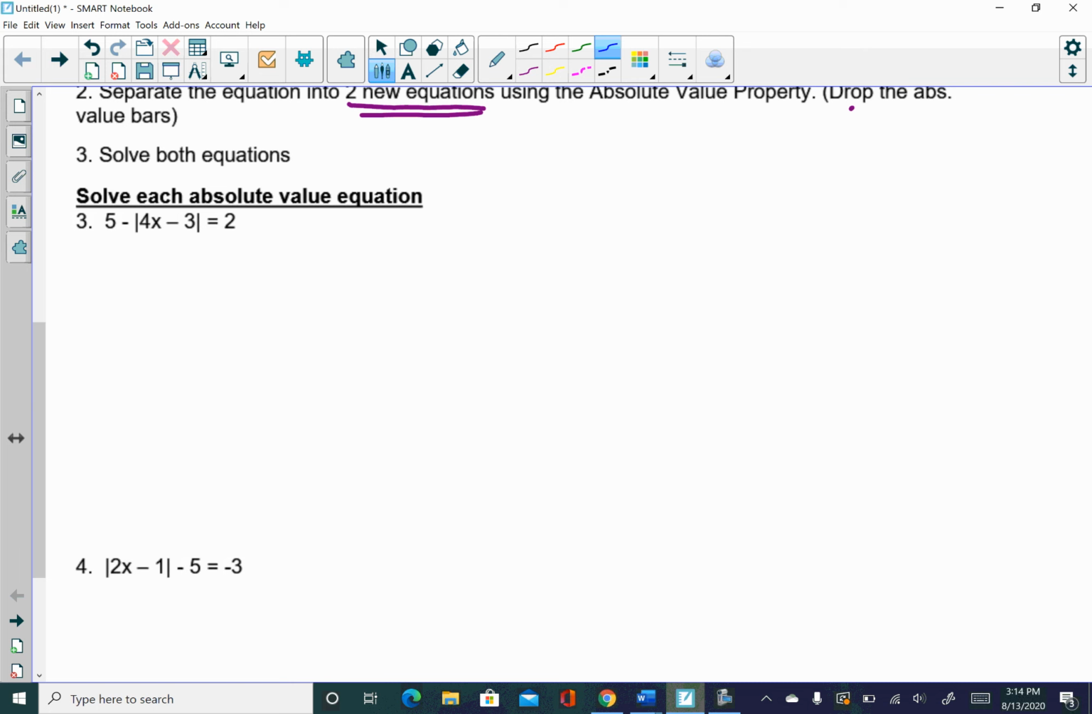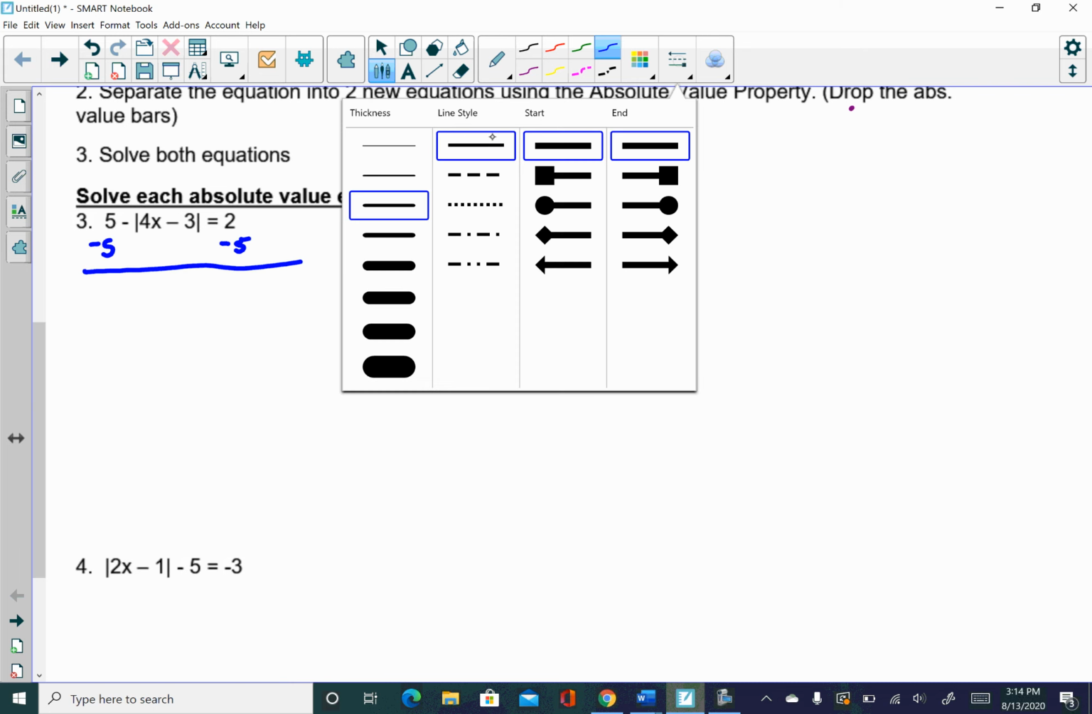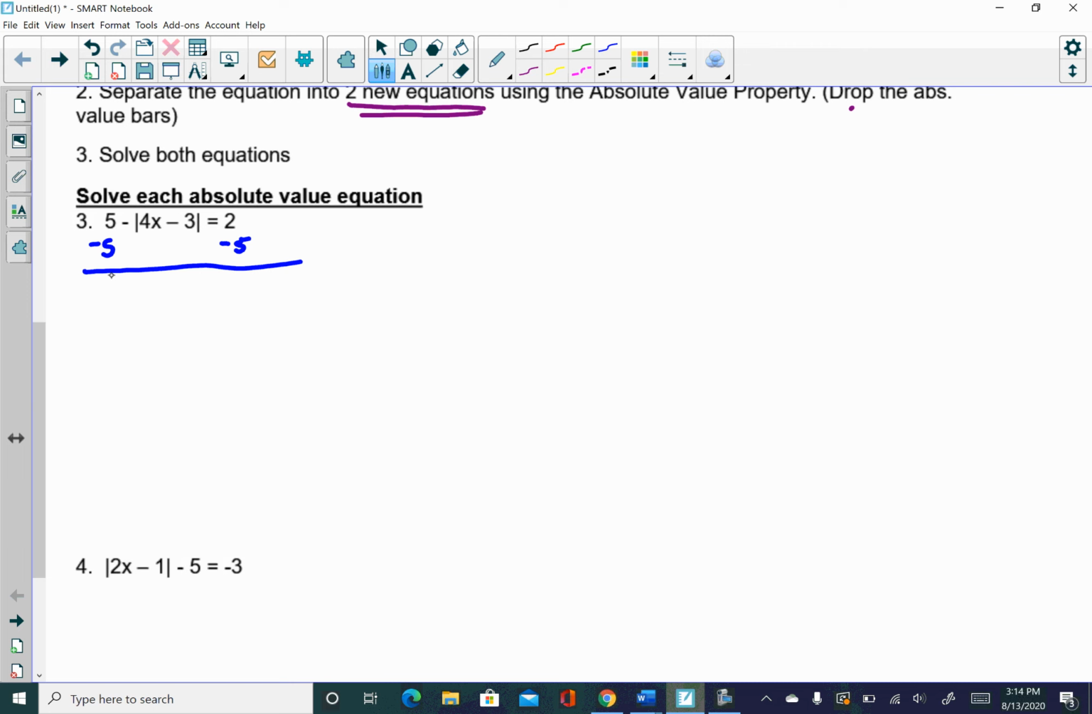So since it's +5, do the opposite. So I'll subtract 5. Let's make this a little smaller. So then it cancels out. So I have negative absolute value of 4x minus 3 equals -3.